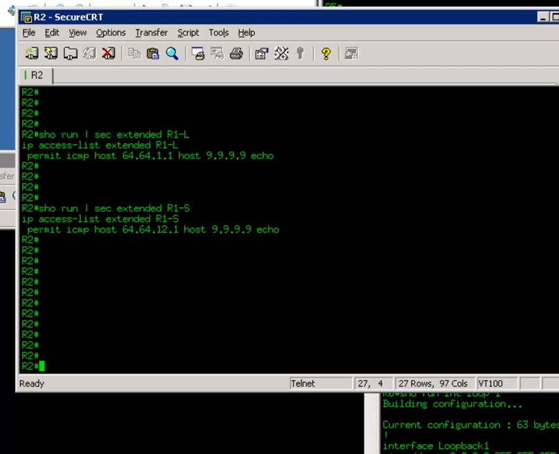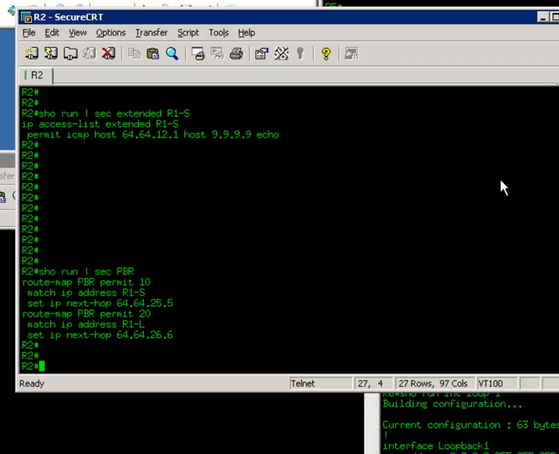Next, I have a policy-based route map created to redirect traffic on router 2. Policy-based route map states, when it matched access list route R1-S, which is the interface coming from the serial interface of router 1, then set IP next hop to router 5. When the traffic is coming from router 1's loopback interface, then send traffic to router 6.